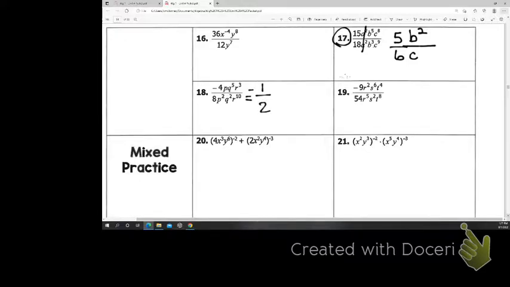So here I have negative 1/2. The higher power for P is in the bottom by 1. Then I move on to the Q's. The higher power of Q is in the numerator, in the top, by 3, because 5 minus 2. The higher power of R is in the bottom. 10 minus 3 is 7.